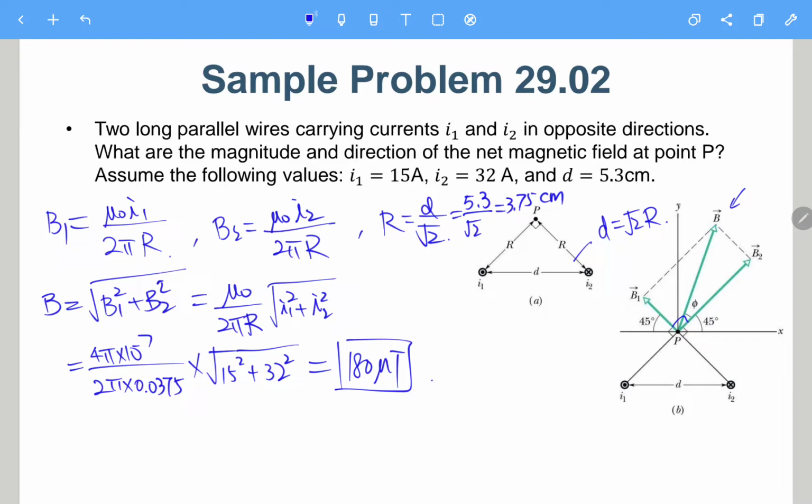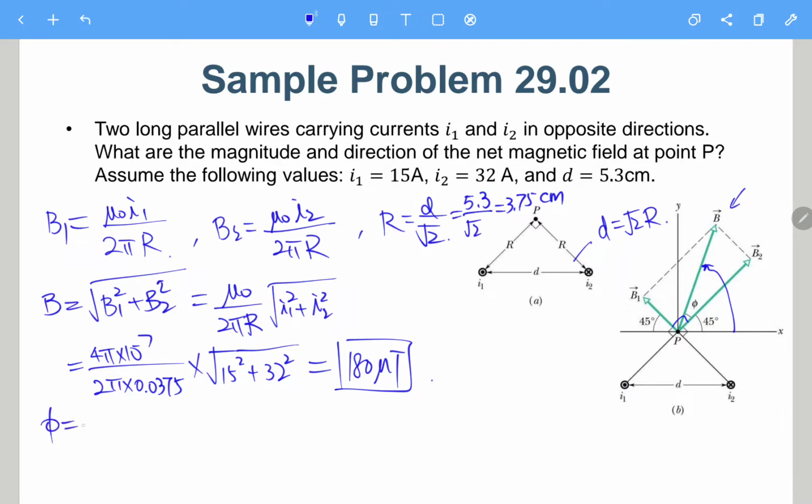The remaining thing is to determine the angle, the direction. To determine the direction, we can find the φ here and then add it to 45 degrees, because this is a right angle triangle, so this is 45 degrees and this one is also 45 degrees. We calculate φ first and then add 45 degrees, which will be the angle between the x-axis and the B field generated by this structure.